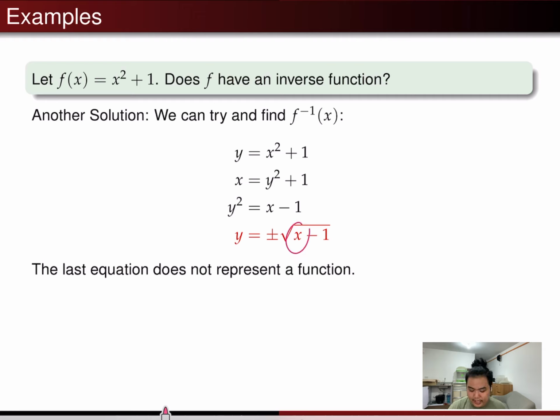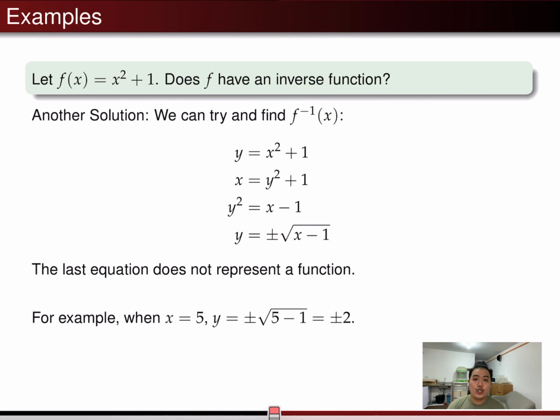Kasi pag nagpasok ka ng x dito, you get two different values of y. So, nav-violate nyo yung definition ng function. So, ibig sabihin, yung pabalik, yung inverse mapping mo is not a function. So, wala tong inverse function. So, for example, when x is 5, you get y equal to plus minus 2. So, yung isang x mo na mamap sa magkaibang y. So, yung 5 is mapped to positive 2 and negative 2. Therefore, etong nakuha natin is not a function. Wala siyang inverse function. Okay?